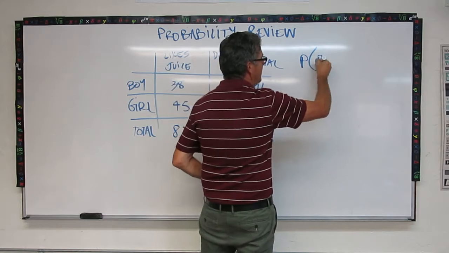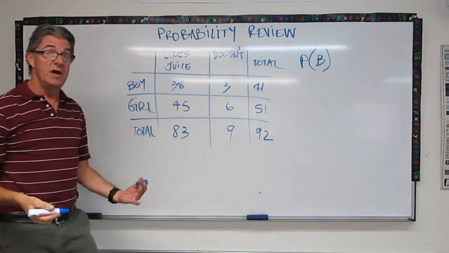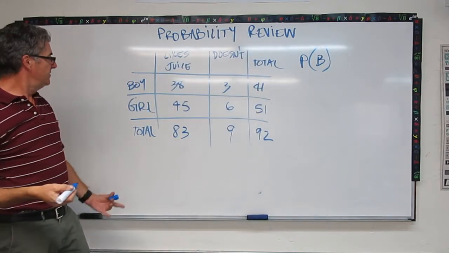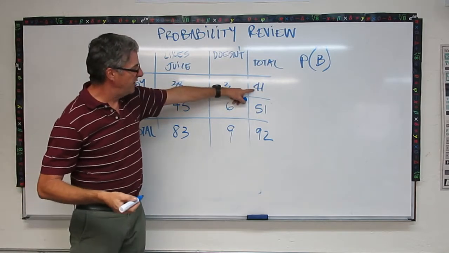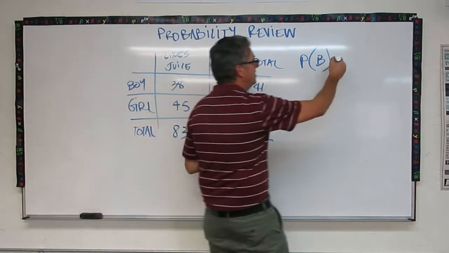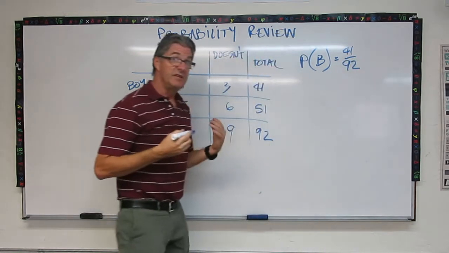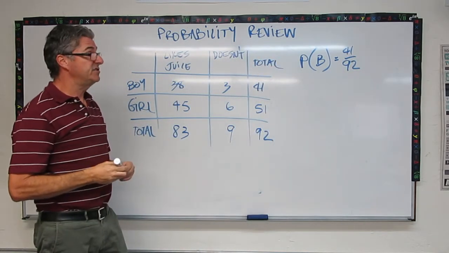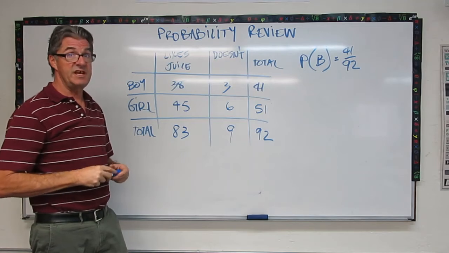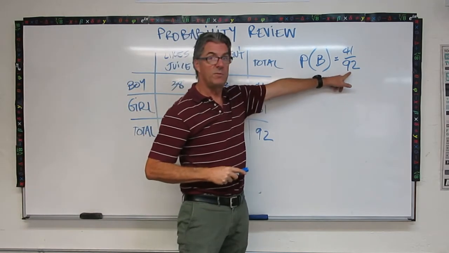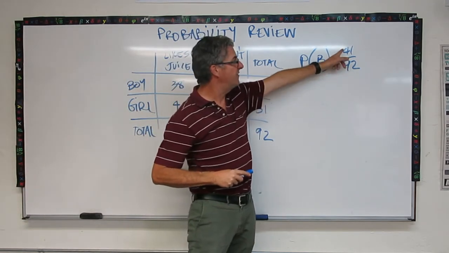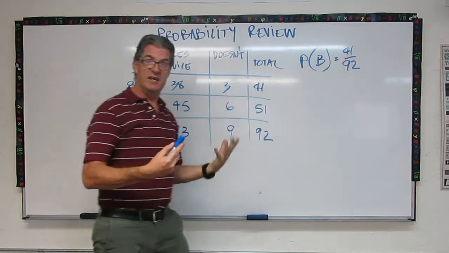Like, what is the probability that the person we asked our question to is a boy? Okay, so that would be the total number of boys over the total number of people. So that would be 41 over 92. Pay attention, the instructions on a test or a quiz might ask you to put it into a decimal or a percent, in which case this would not be full points. I'm going to trust that you know how to divide 41 by 92 to get that.